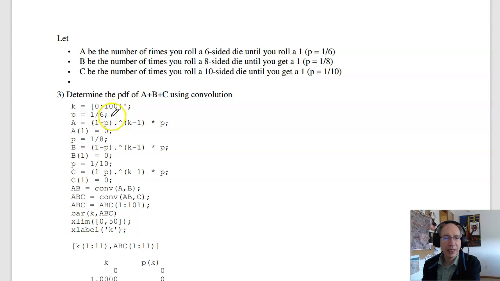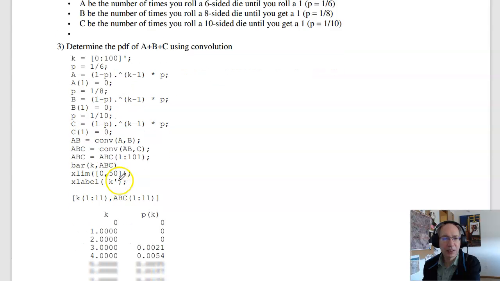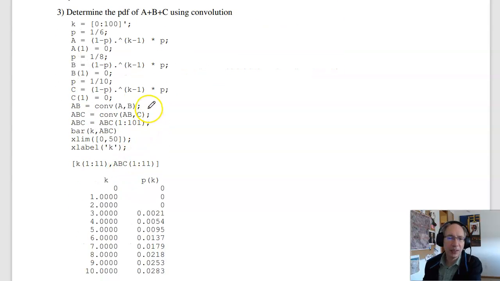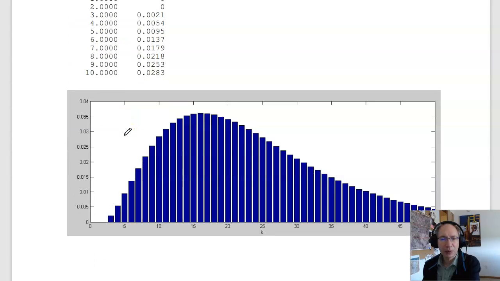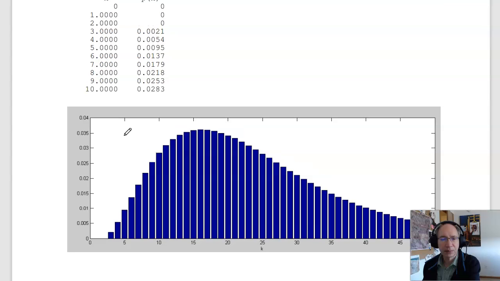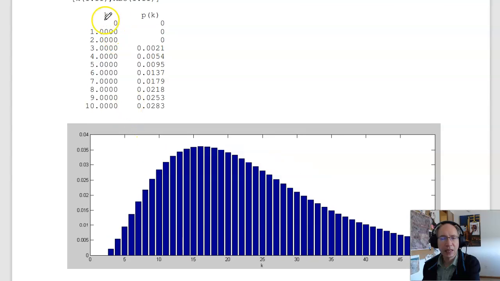For A, P is 1/6. For B, P is 1/8. For C, P is 1/10. Convolve A and B. Convolve that with C. And there's your PDF. And if I do a bar chart, that's what it looks like. And the numbers, again, I'm going to get no results until I get to 3. It takes at least 3 coin tosses to get 3 successes.